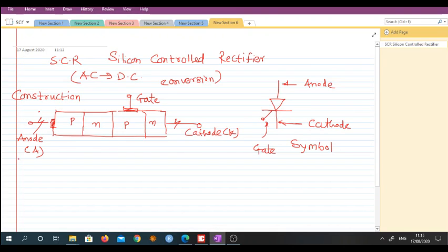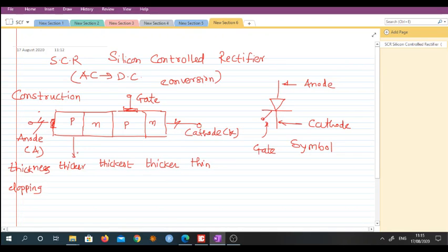Right? Now what are the properties of these regions? Properties are classified in two ways: one is thickness and another is doping level. As far as thickness is concerned, this P is thicker, this N is the thickest layer, this P is again a thicker layer, and this N is a very thin layer.